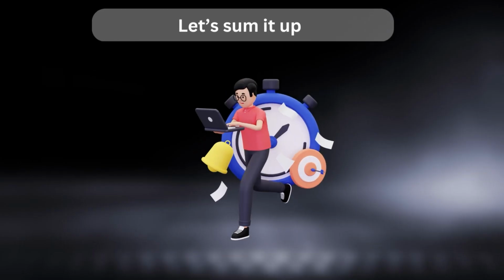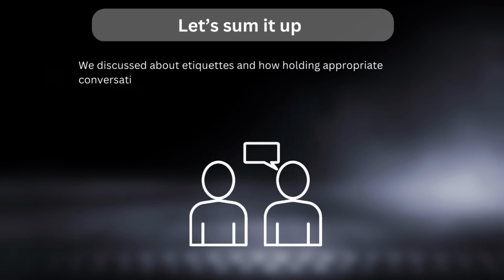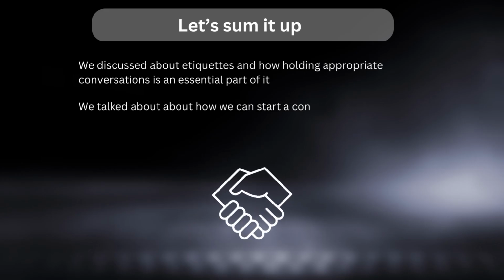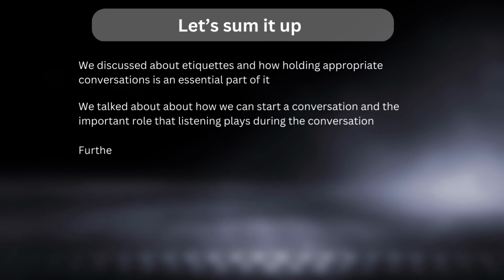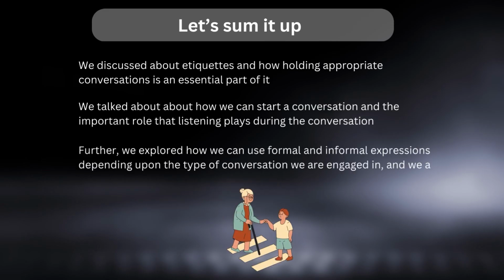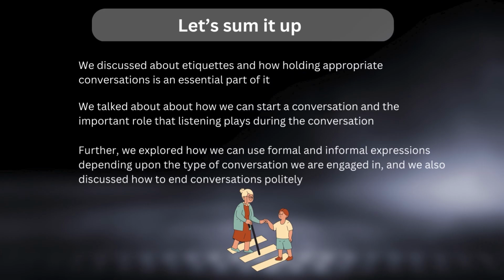So let's sum up the units that we discussed, unit 1 and 2, where we discussed etiquettes and how holding appropriate conversations is an essential part of it. We talked about how we can start a conversation and the important role that listening plays during the conversation. Further, we explored how we can use formal and informal expressions depending upon the type of conversation we are engaged in, and we also discussed how to end conversations politely.